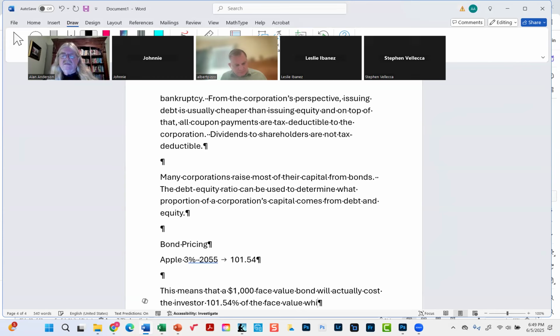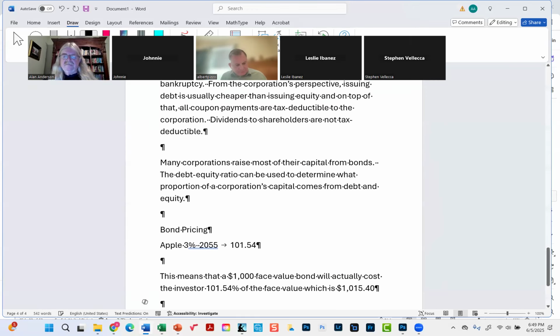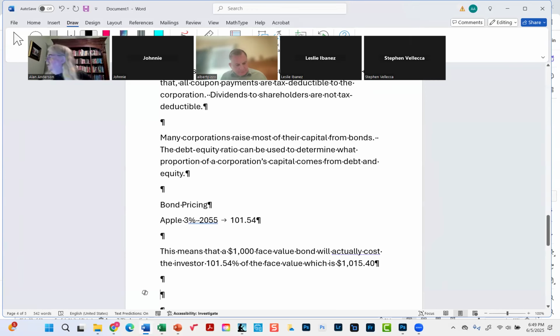which means $1,015.40. Okay, so you multiply 101.54 times 10, you'll see that it's 1,015.40. Now, why do they do that? Because that way, this approach works no matter what the face value of the bond is.